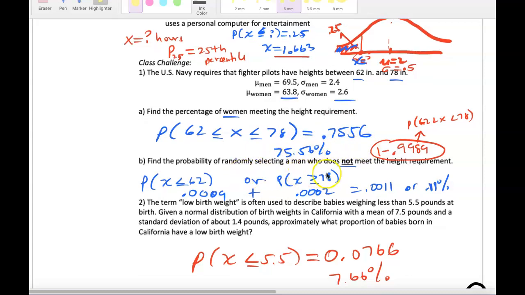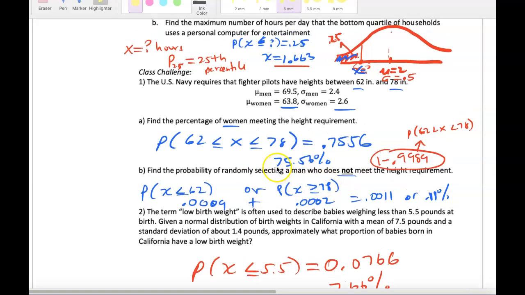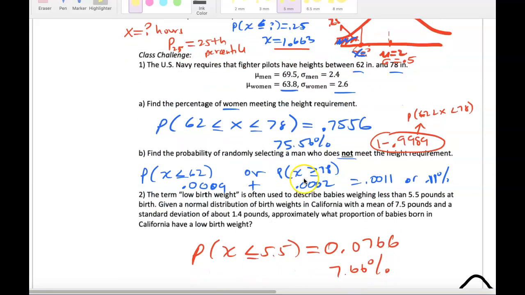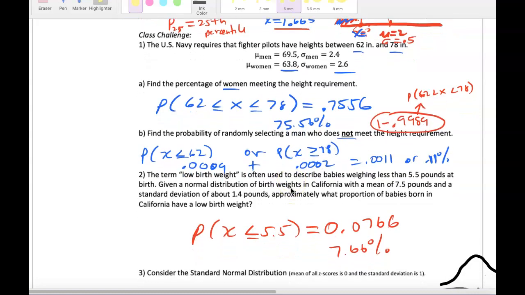Probability of selecting a man who does not meet the requirements, so do not means that they have to be less than 62 and greater than 78. And so you do that in two separate calculations. And again, we're using the standard normal calculator to get these numbers, and that's what you want to check to see if you can do.